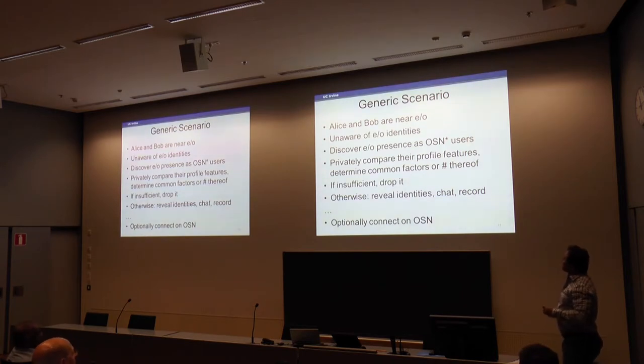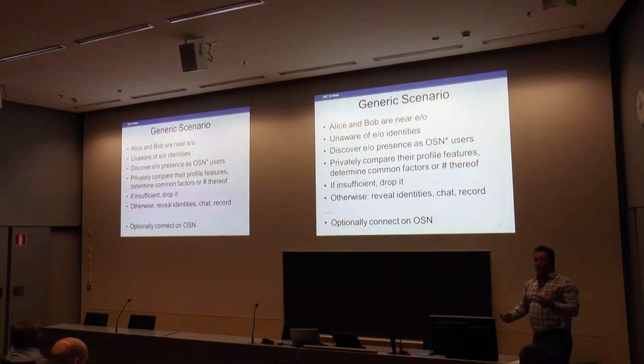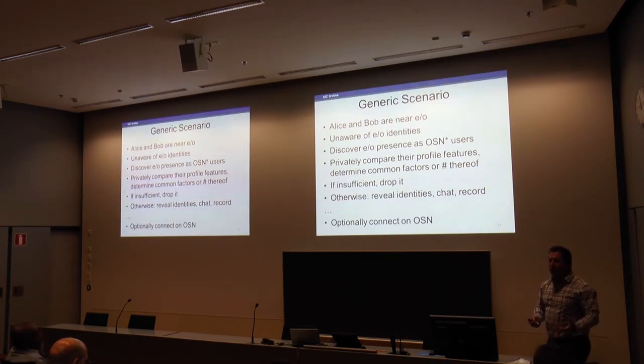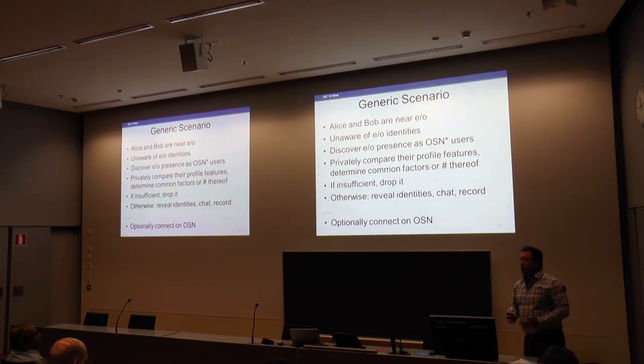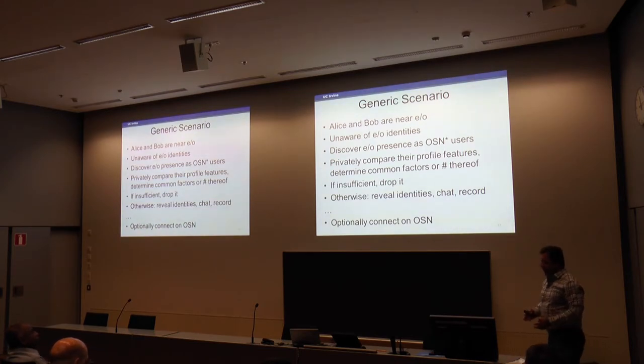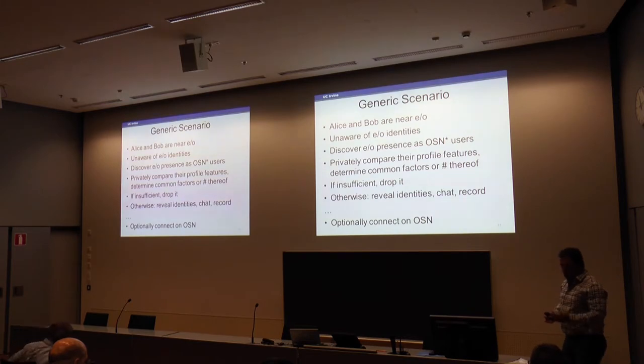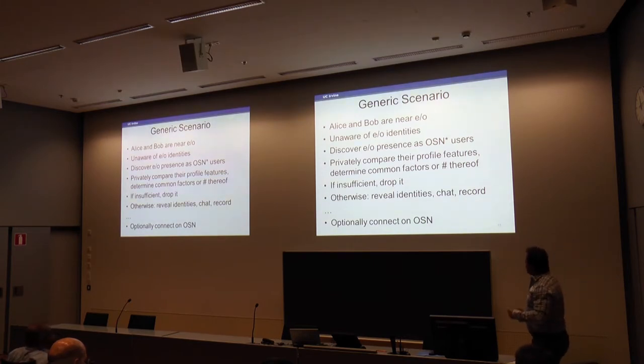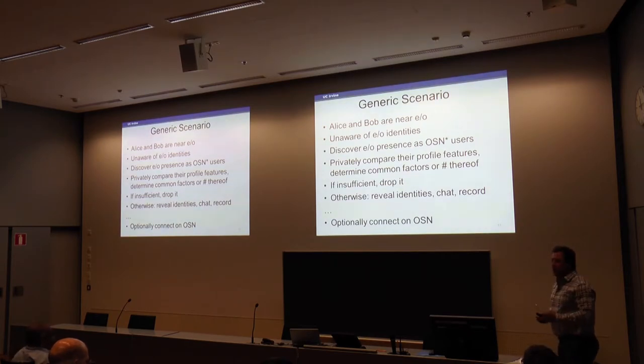And then they somehow privately compare features of their profiles. So we have these profiles. That's what all OSNs have in common. There's something in your profile, your name or your age or your gender and your friends or connections or pals, or whatever they're called in the lingo of the particular OSN. And then there's tons of other stuff like education and whatever you choose to put in. So they compare their profile features and then they somehow determine the number or the magnitude of features in common.